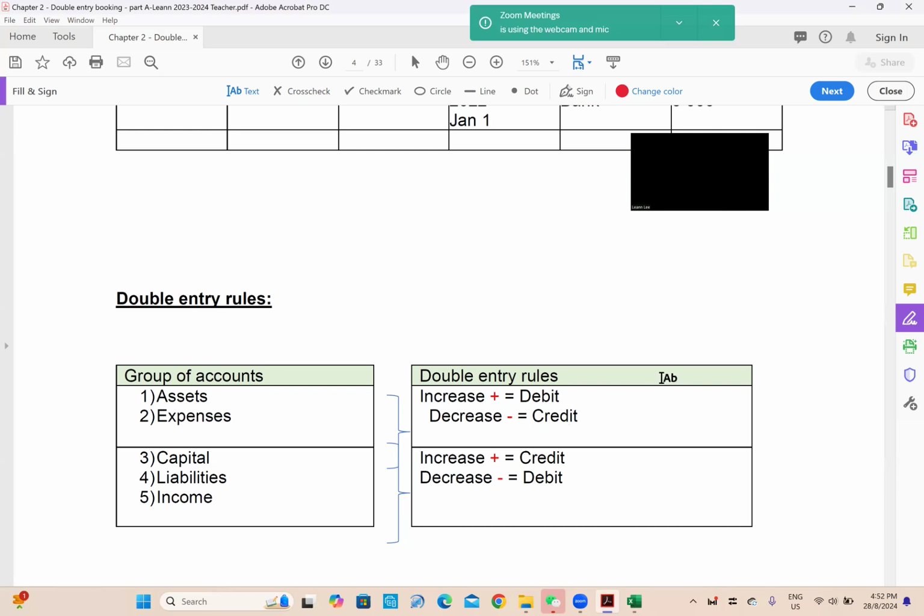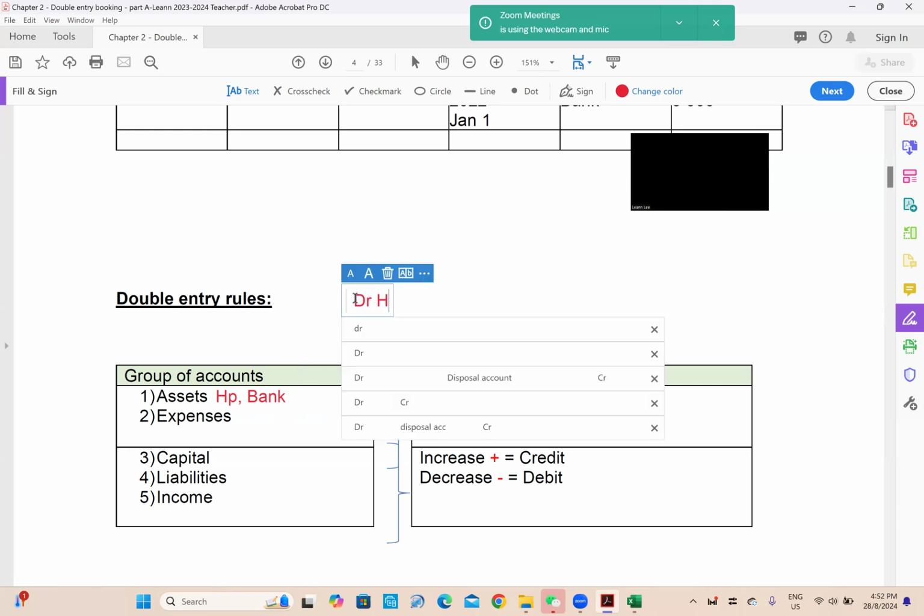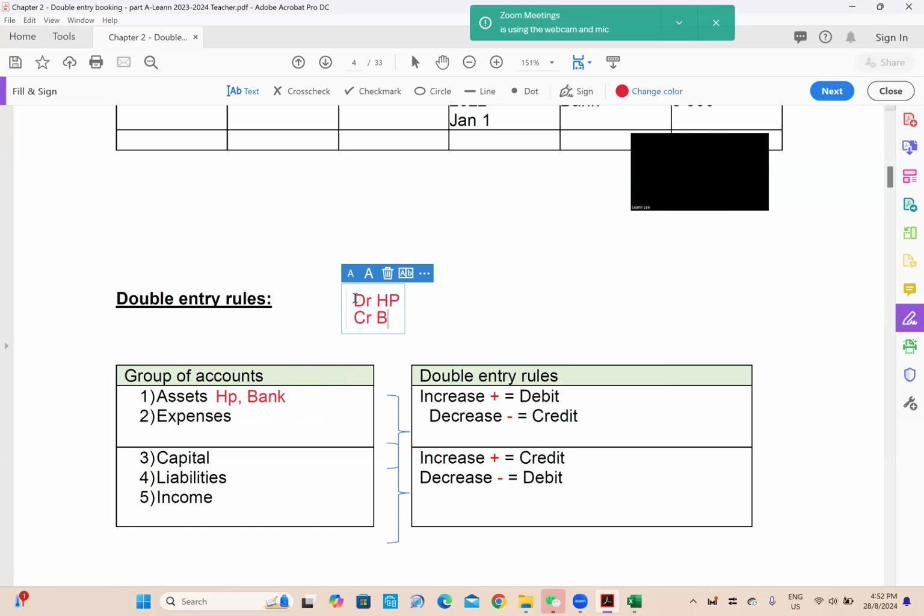For example, now I have a handphone. My handphone increased, so I debit my handphone. Handphone is an asset. And my bank account will reduce. Handphone and bank are also grouped under asset, I own them. So my bank will reduce, so I go to the credit side of my bank. So how do I write? Debit handphone, credit bank. Let's say it's 1,000.